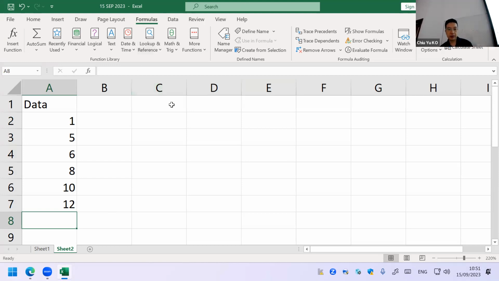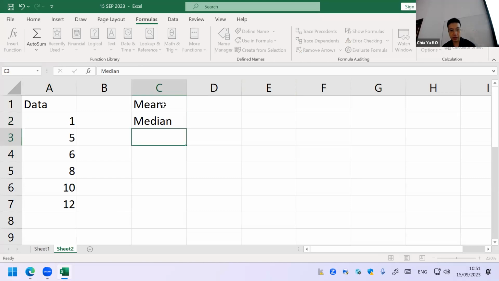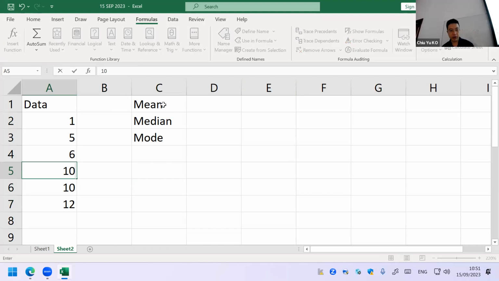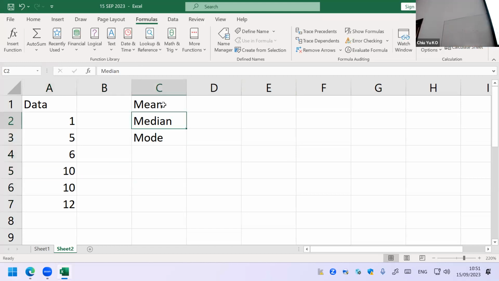How do we do that? Maybe I put the mean here. I type here mean, median, and mode. For mode, maybe I just change the data a little bit to make the mode exist. So this is the data I have. That's the thing you type.